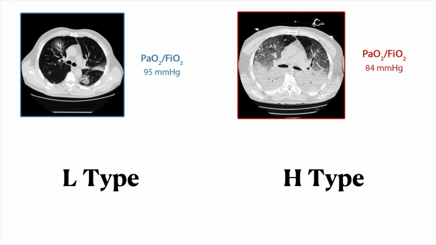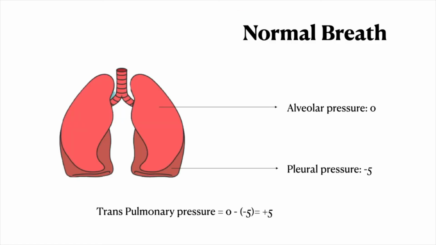So let's see what happens when we put these patients on non-invasive ventilation. First, this is a normal breath. Here you see the alveolar pressure is 0 and the pleural pressure is -5. So the transpulmonary pressure is +5.